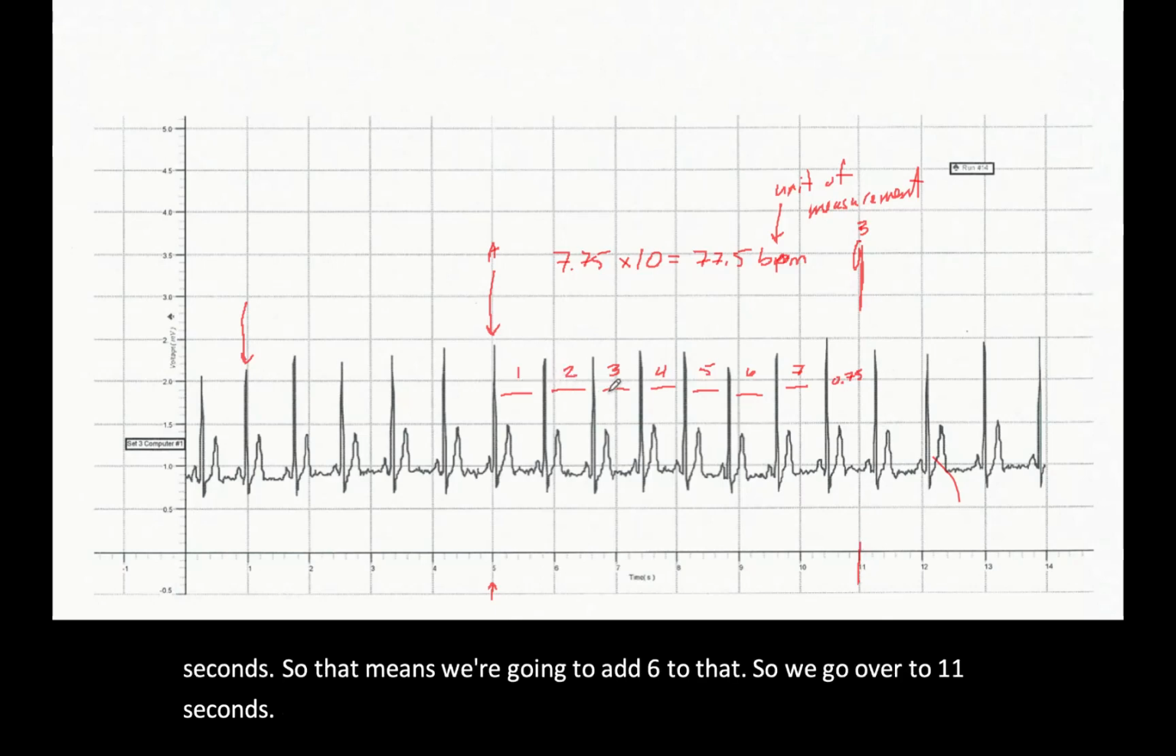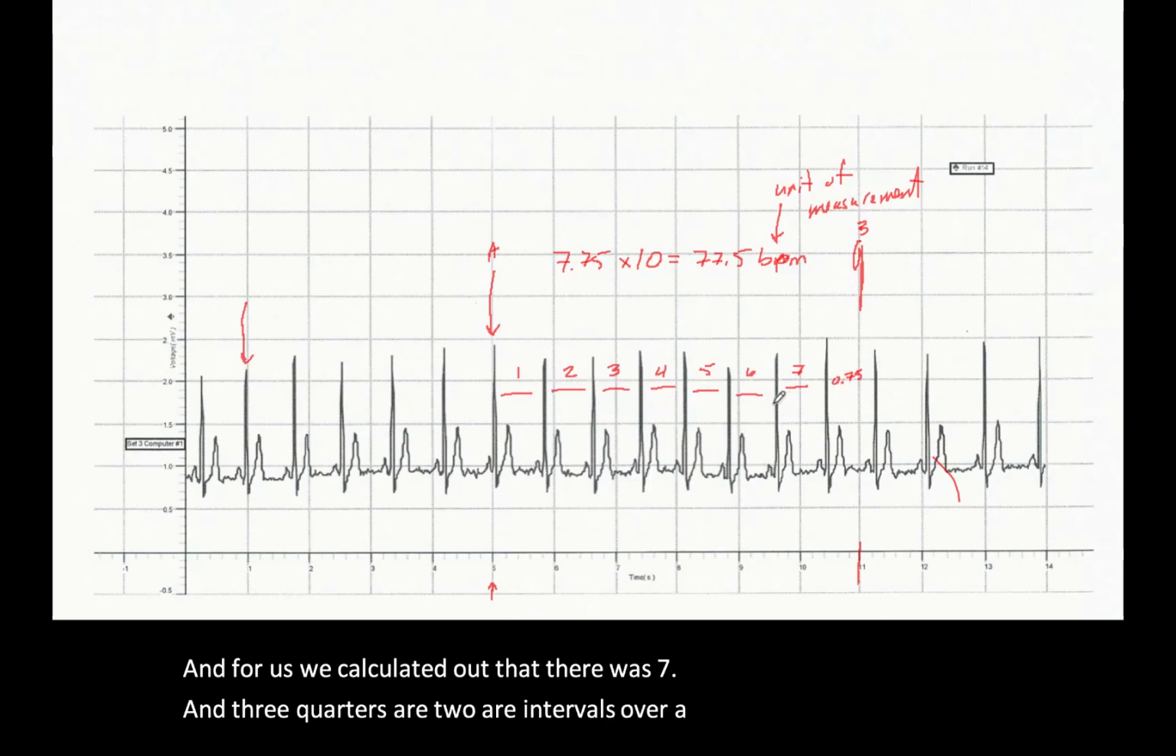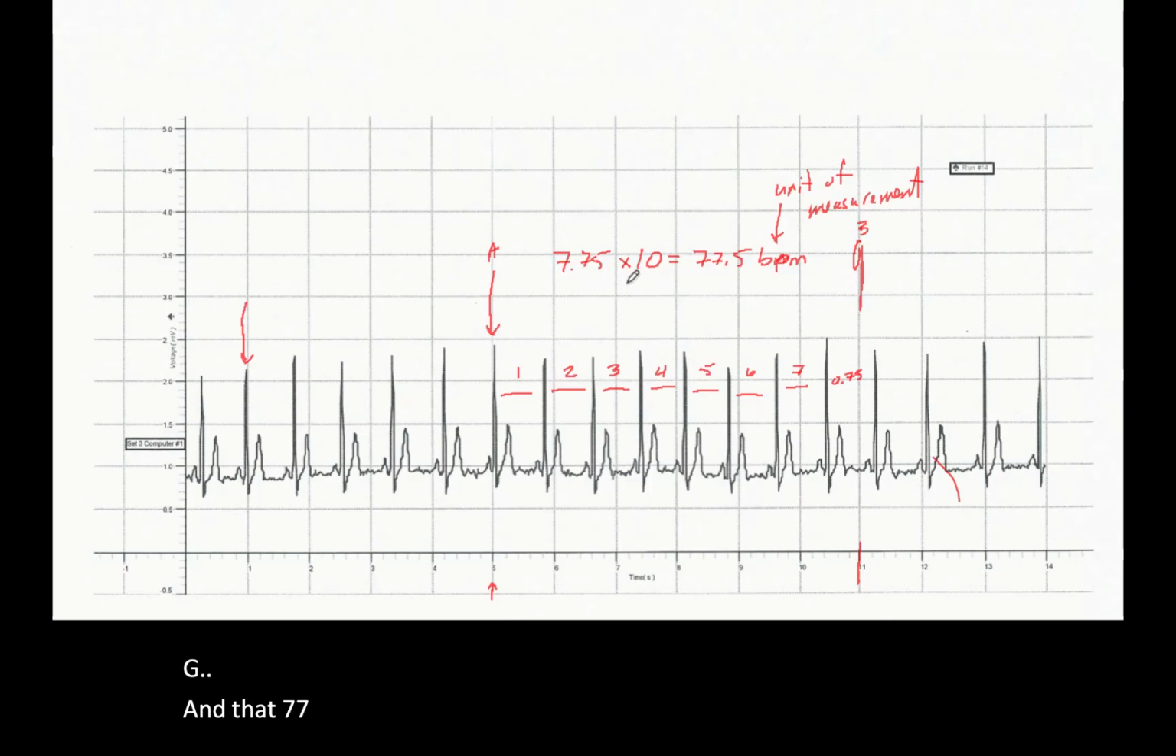And for us, we calculated out that there was 7 3/4 R-to-R intervals over a 6-second period on this ECG. And that 7.75 is then multiplied by 10 to give us a final heart rate of 77.5 beats per minute.